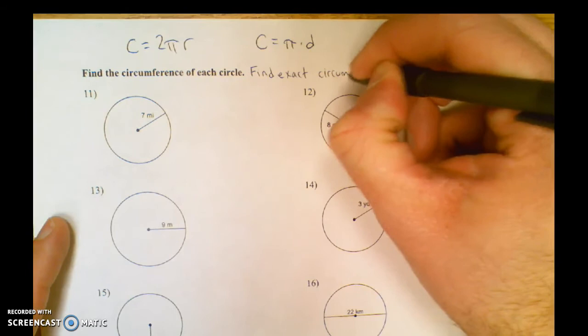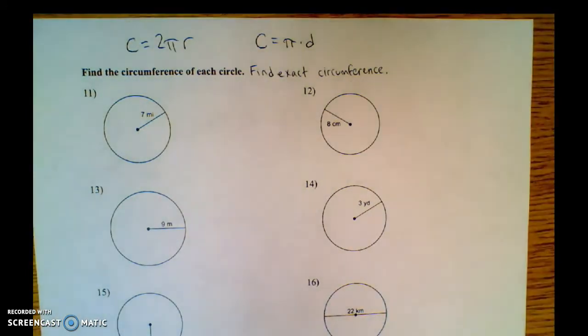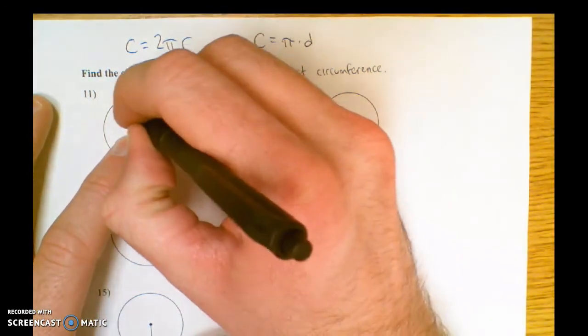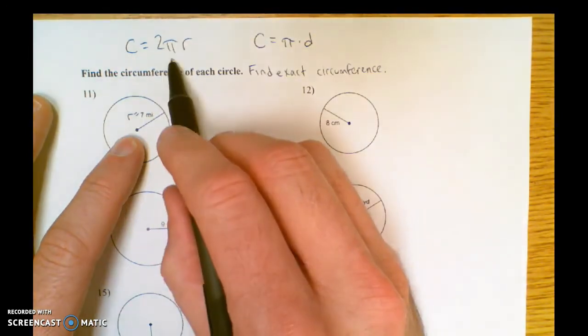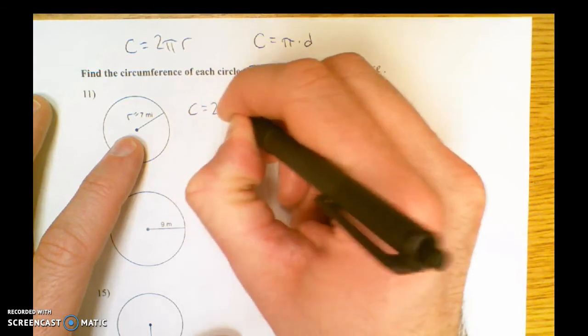What that means is you don't actually multiply by pi, you just leave pi in the answer. So it sounds more complicated than it is, but it's actually pretty easy. Let's take a look at the first example. This is your radius, so I know to use the formula that includes the r. So my circumference equals 2 times pi times r.